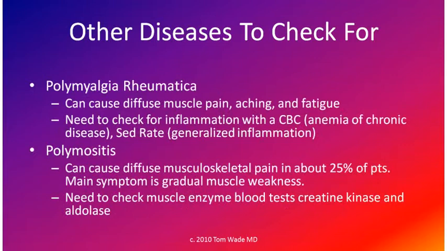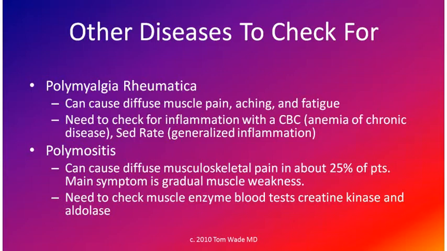Polymyalgia rheumatica is a disease that occurs in older people and can cause diffuse musculoskeletal pain and aching. It's important to diagnose this disease because the treatment, prednisone or another steroid, works very well in this disease, and it doesn't work at all in fibromyalgia. To make sure you don't have this disease, we need to get a complete blood count to check for the anemia of chronic disease, and also to get an erythrocyte sedimentation rate, an ESR, which looks for inflammation. The CBC and the ESR will be normal in fibromyalgia.